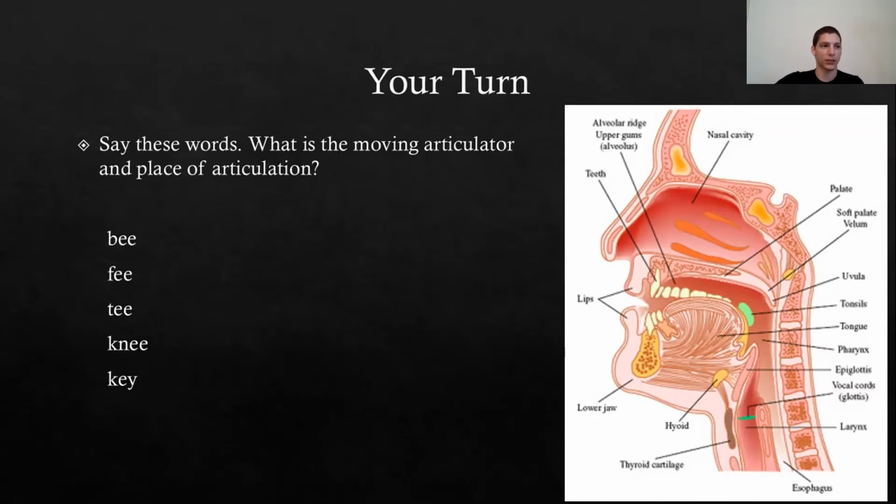Top lip, yes, good, Ronan. It is, so here the moving articulator and place of articulation is both going to be the lips. So what about Fi? Fi. I'm just gonna have a drink while you guys are doing that.